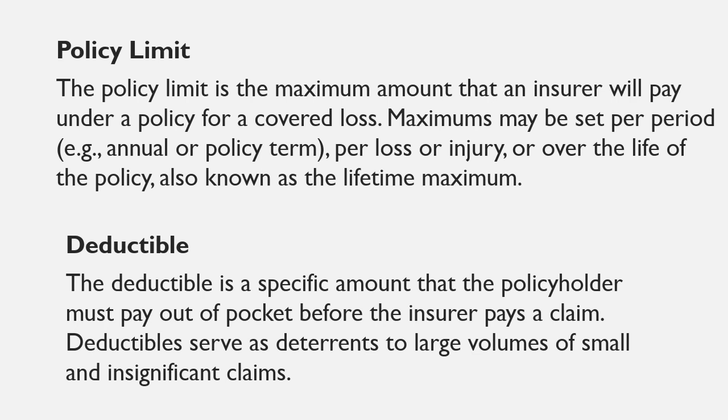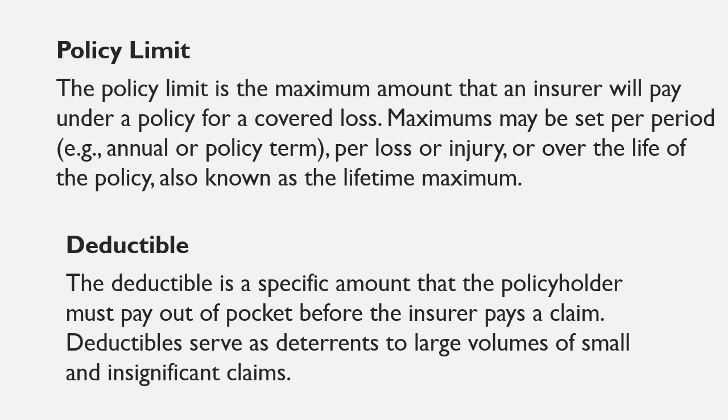Next is the policy limit. The policy limit is the maximum amount that an insurer will pay under a policy for a covered loss. Maximum may be set per period, for example, annual or policy term, per loss or injury, or over the life of the policy, also known as the lifetime maximum. Next is the deductible. The deductible is a specific amount that the policyholder must pay out of pocket before the insurer pays a claim. Deductibles serve as deterrents to large volumes of small and insignificant claims.